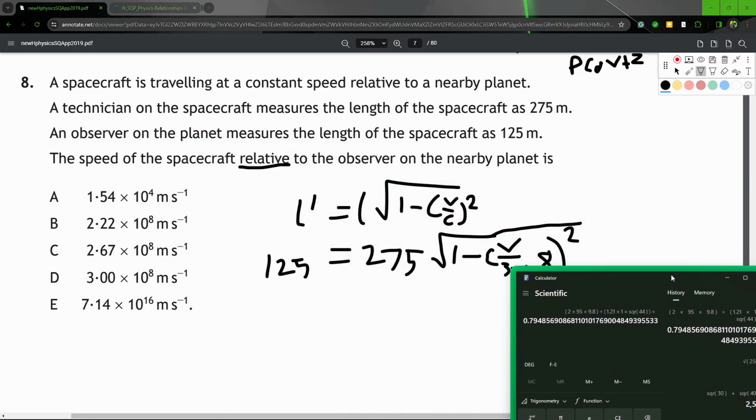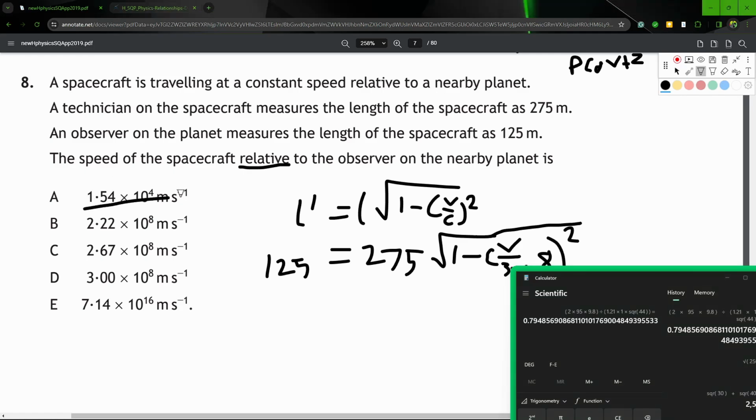Okay, so what are we going to do? Well, I'm going to start eliminating some of these options. Relativity of speed only starts happening at about 1/10 of the speed of light, so we can get rid of A, right? Because it's way too slow.